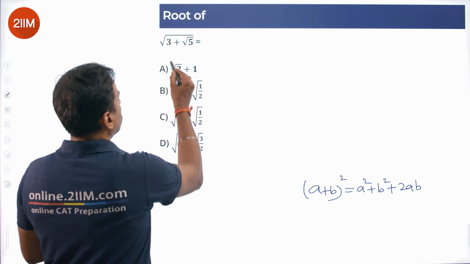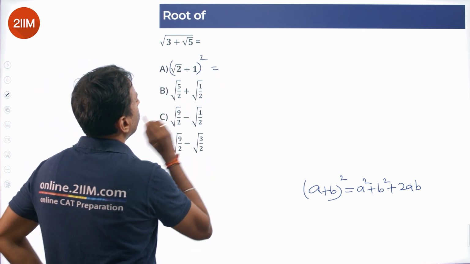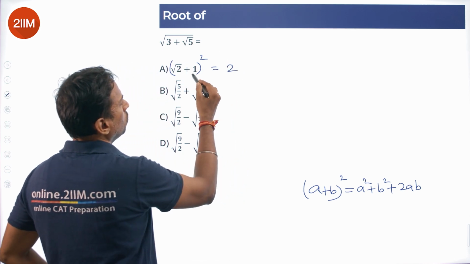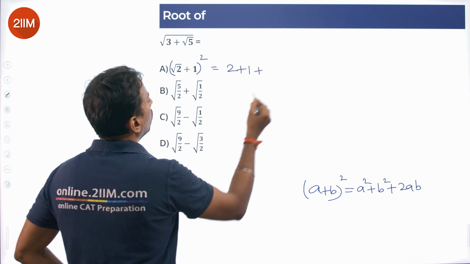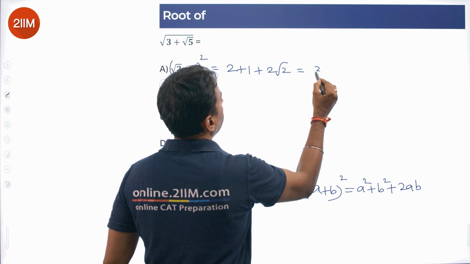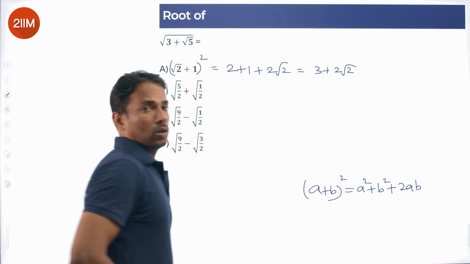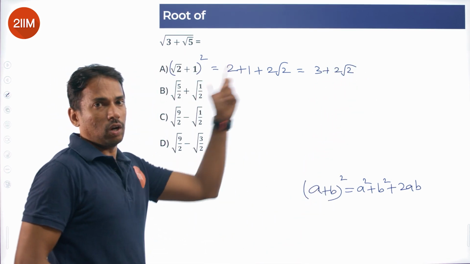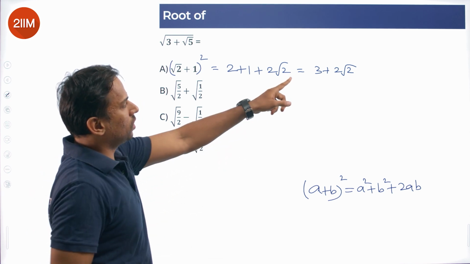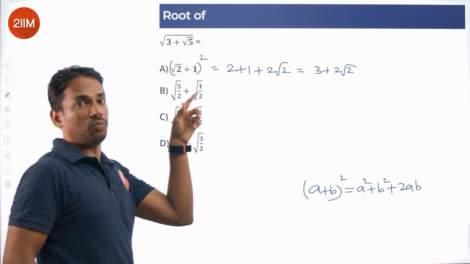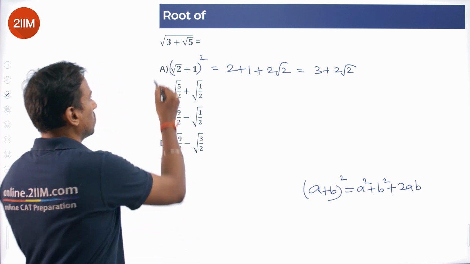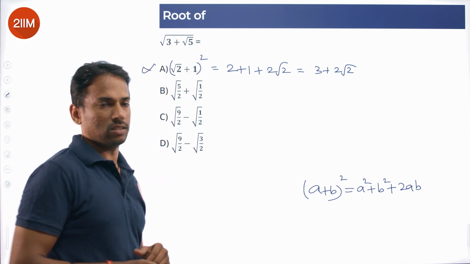Let's try to square this. So this will give us a square, which is 2, plus b square, which is 1, plus 2 root 2. It means we'll get 3 plus 2 root 2. But what we have in this question is not this expression. We got 3 plus 2 root 2, but here we have 3 plus root 5. So that means option A cannot be the right answer.